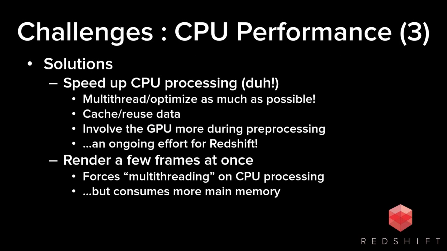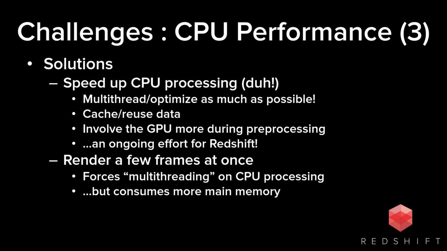The solution there is obvious: just speed up your CPU processing as much as possible. We have spent quite a bit of time optimizing the CPU parts of our code because we don't want the GPU to be bottlenecked by that. We're caching and reusing data so we don't extract the scene every time the user hits preview. And we always try to use the GPU more during those pre-processing stages.